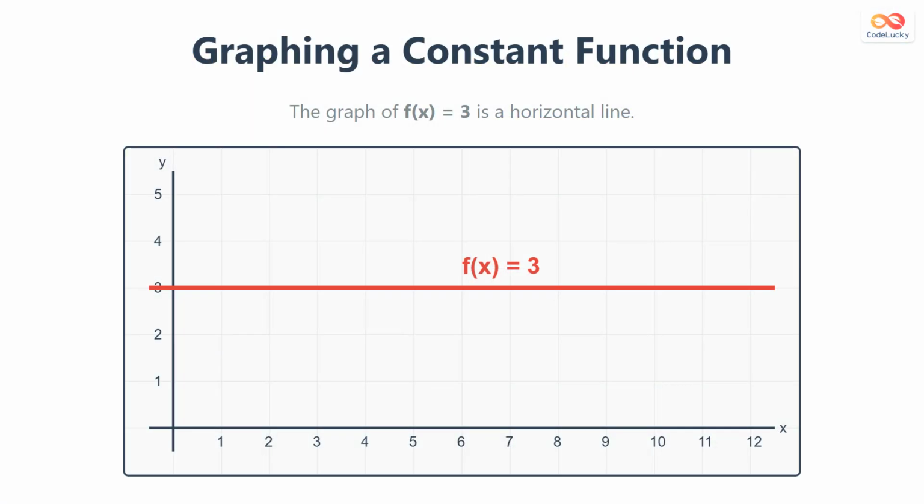Let's see what this looks like visually. If we graph the function f of x equals 3, we get a perfectly flat, horizontal line that crosses the y-axis at 3. No matter how far left or right you go along the x-axis, the height of the line never goes up or down.